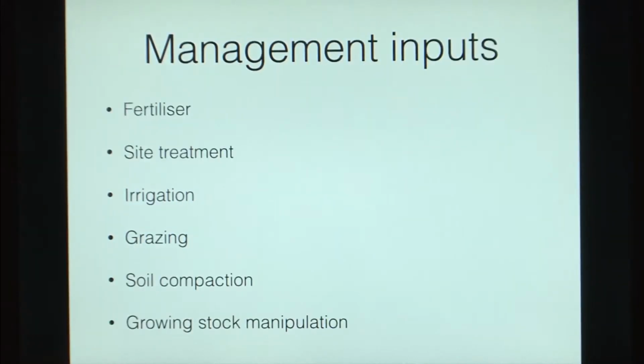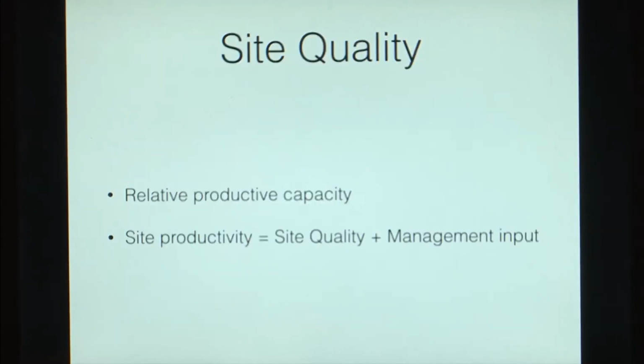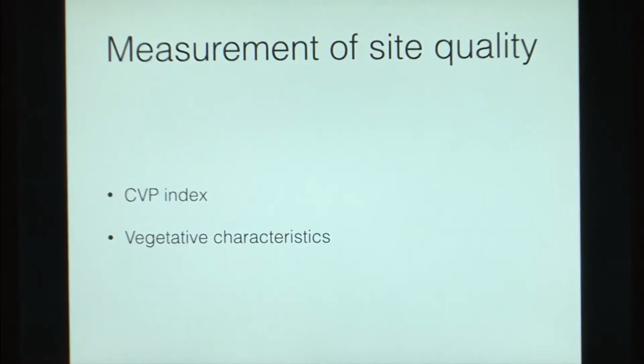So, if you keep all these management inputs as constant, that is fertilizer, site treatment, irrigation, grazing, soil compaction, growing stock manipulation, and other management inputs, then this equation of site productivity is equal to site quality plus management input will give us that site quality is directly proportional to the site productivity. Now, we can measure site quality using two methods. One is the CVP index and the second is vegetative characteristics.